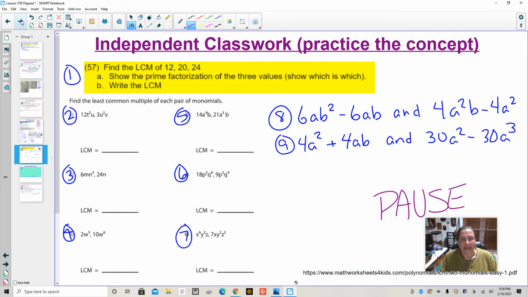All right, independent classwork. This is your long pause. What I want you to do is these 9 problems, try and get to all of them in the time that we have. The reason that first one is in yellow is because it was on the test. See if you can do it now that we've done a review of that. A lot of people miss that one. So remember, least common multiple, not greatest common factor. Hit pause, please.